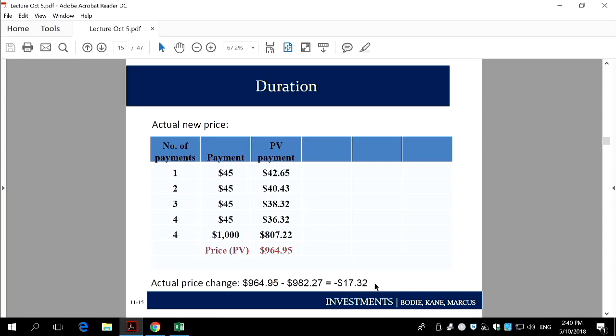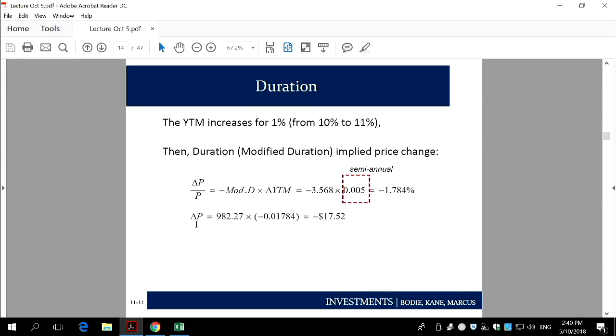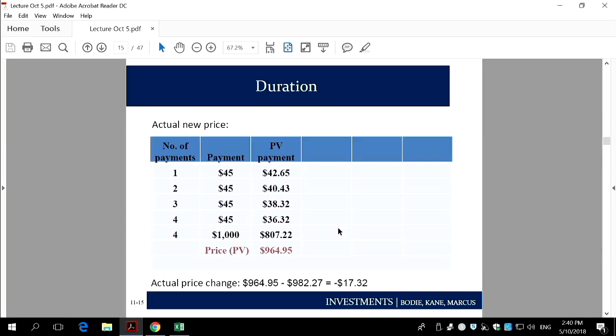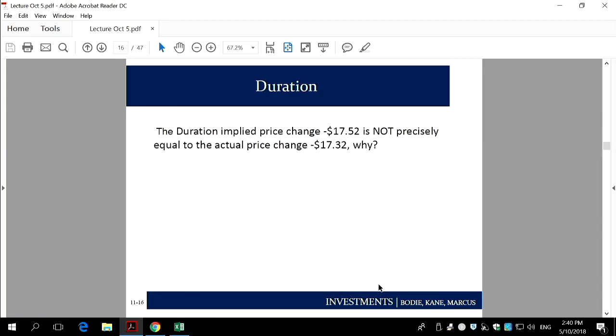17.32. Record what we get here. The duration implied price change 17.52. Close, but not exactly the same. They are close, but not exactly the same. So the duration implied price change is not precisely equal to the actual price change of the bond. Little difference. Why?